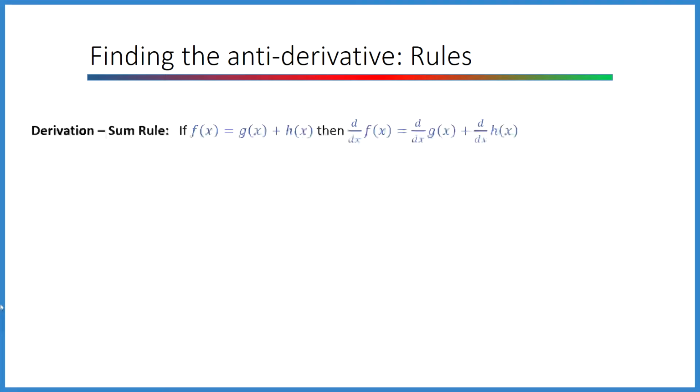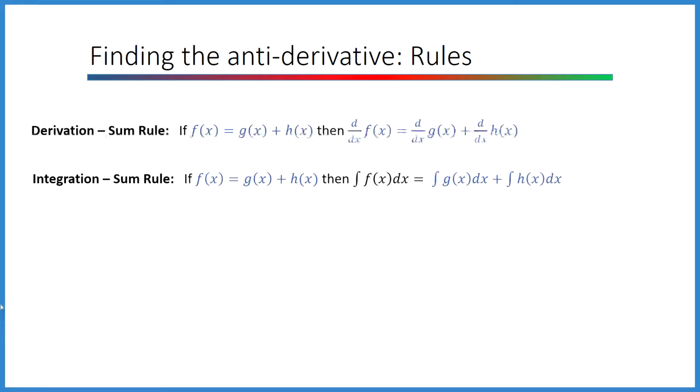Let's posit that the sum rule for integration might be the same as the sum rule for differentiation. Let's posit that if f of x equals g of x plus h of x, then the integral of f of x dx equals the integral of g of x dx plus the integral of h of x dx. Next, let's check to see if this works.